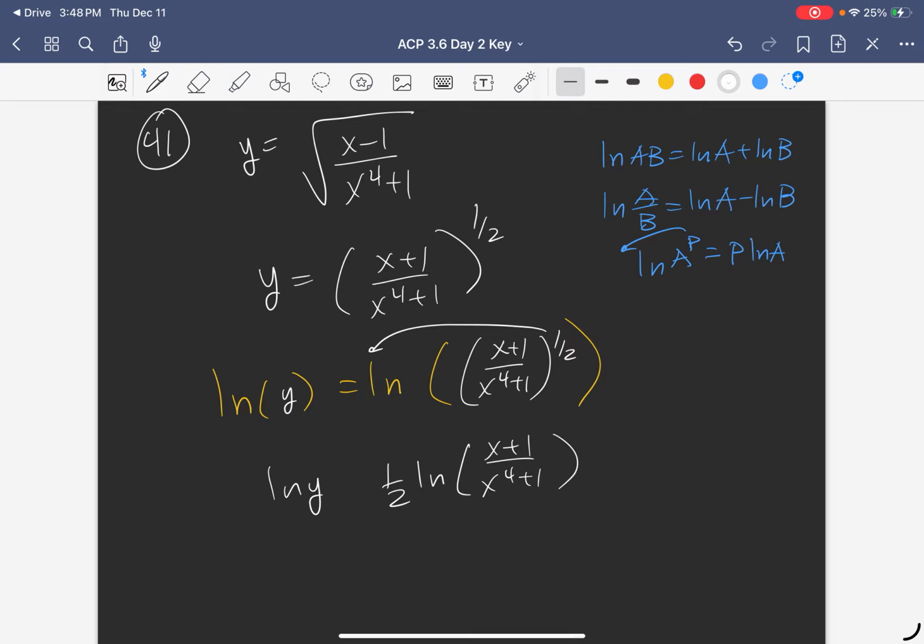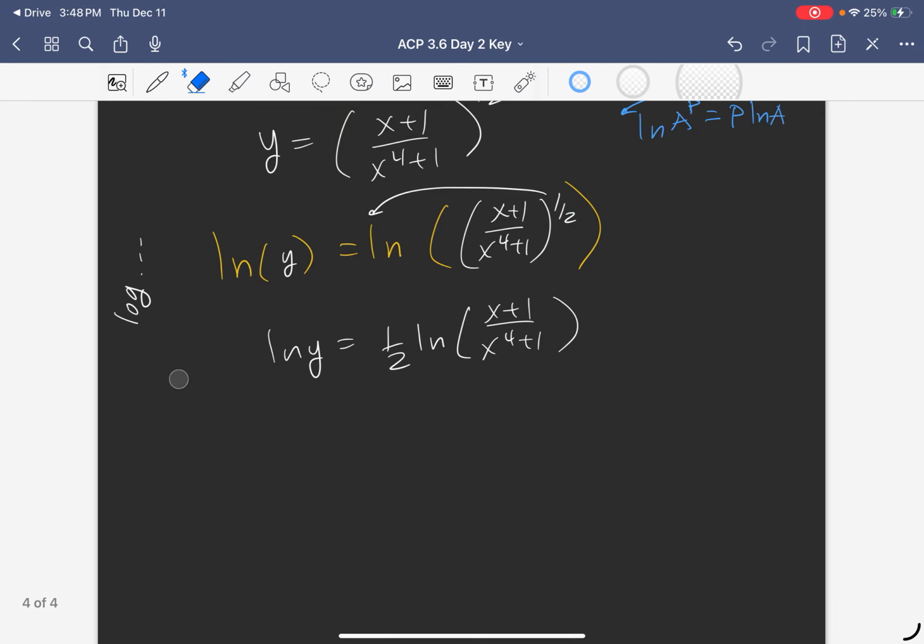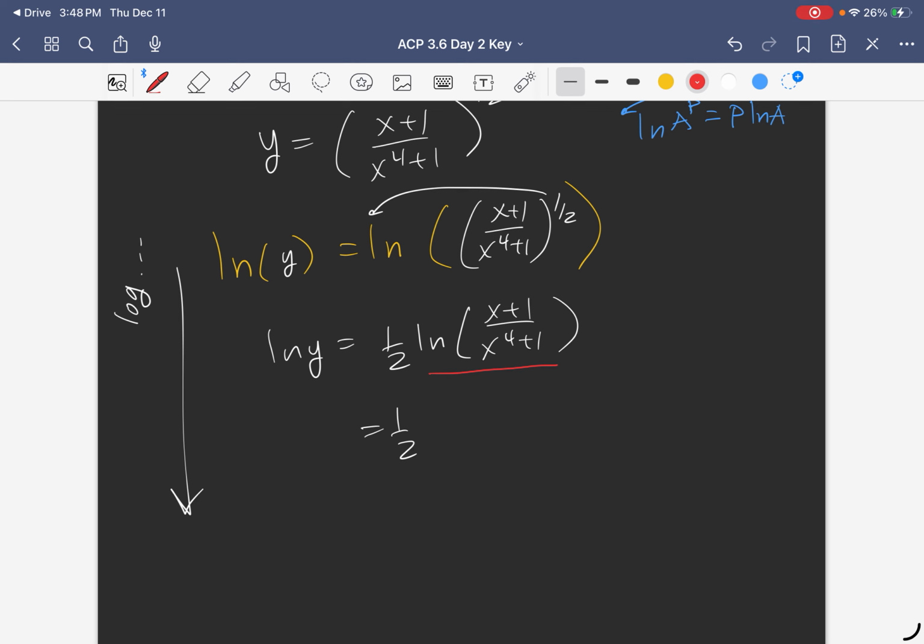Notice I'm still doing algebra at this point. So this is taking the log so that I can then do logarithmic differentiation. Now notice that this is 1/2 times whatever this is. Well, this stuff in here, I'm going to expand. When I look at it, I see a quotient. I see it as the log of something divided by something else. So what I can do is the natural log of something minus the natural log of something else.